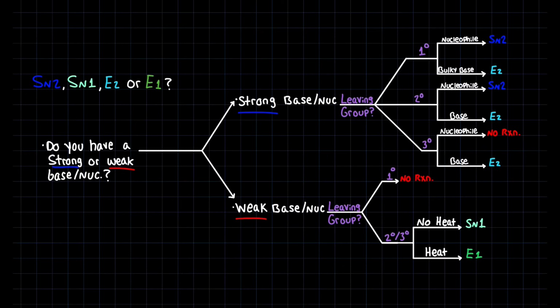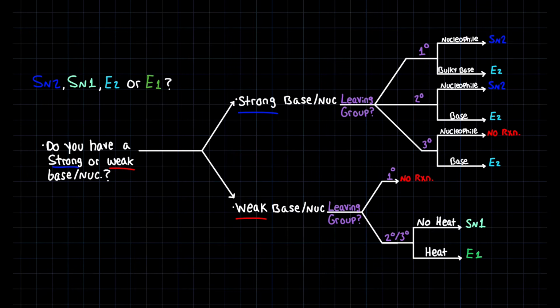Before we dive into the first question, I do want to go over the flowchart that I'll be using throughout the entire problem set, and this is the thought process I use whenever I'm trying to decide if I'm going to have an SN2, SN1, E2, or E1 reaction. The first thing I look at is whether I have a strong or weak base or nucleophile. If I have a strong base or nucleophile, then I'll be going down either the SN2 or the E2 route.